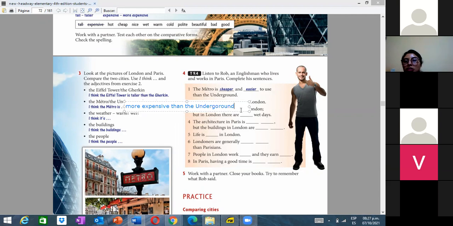Maybe another volunteer. Maybe something different, because here you have many adjectives. Come on. Any other volunteer? Please. I think the metro is cheaper than the underground. Okay, very good. It's cheaper than the underground. Very good, students. Okay, that's it. Very good. Now, let's continue.